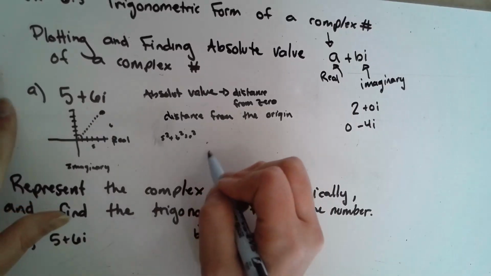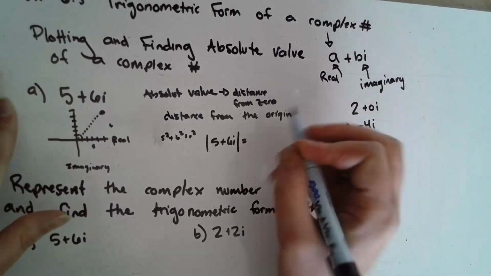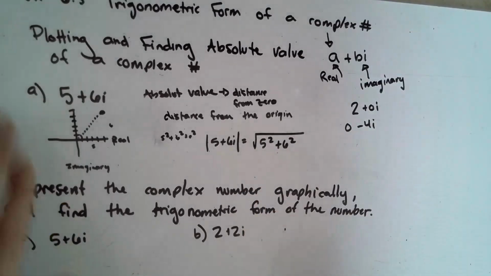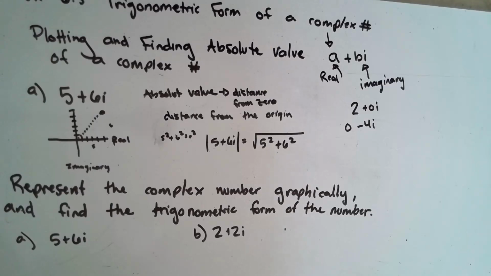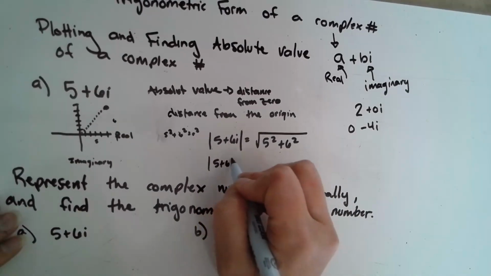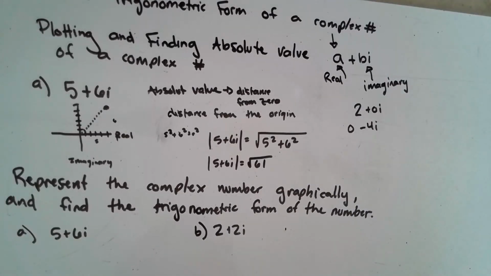So the absolute value of the complex number 5 plus 6i is simply the square root of 5 squared plus 6 squared. That's 25 plus 36, which is 61. So the absolute value of 5 plus 6i equals the square root of 61. The absolute value is always a number, a distance from 0, so it should always be a real positive number because it's a distance.